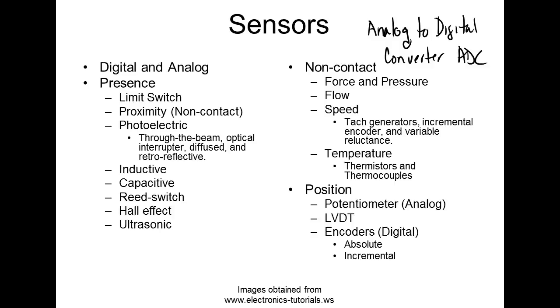So if I want to use a computer to control the speed of a motor, then we would have to somehow go from digital back to analog, right? If I want to sense the speed of the motor, then sometimes we go from analog to digital, even though we do have digital speed sensors, which we'll look at in a minute.